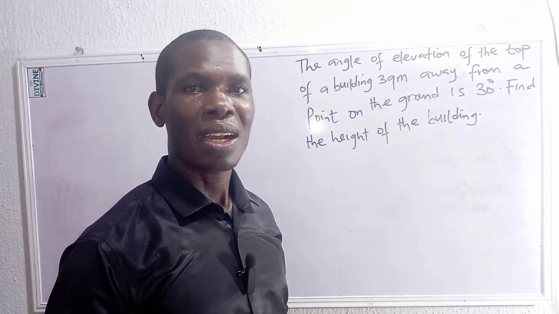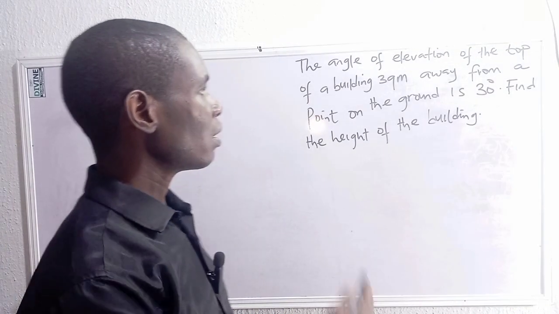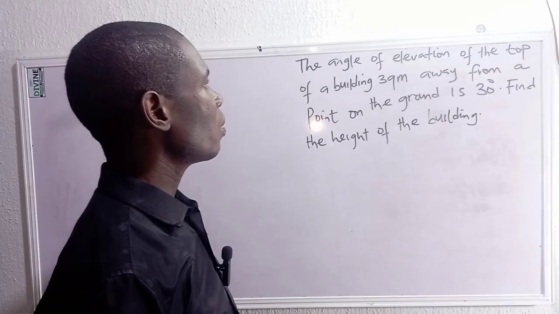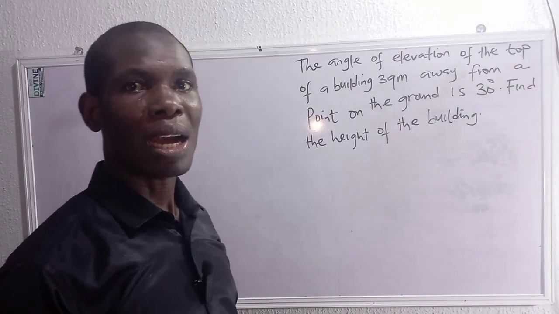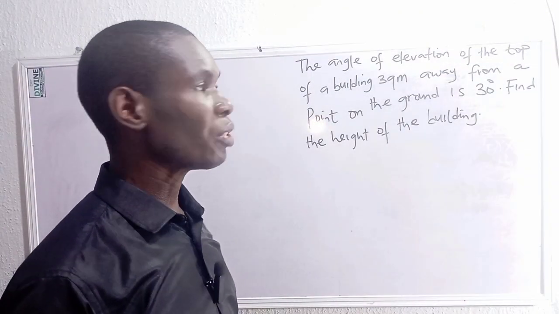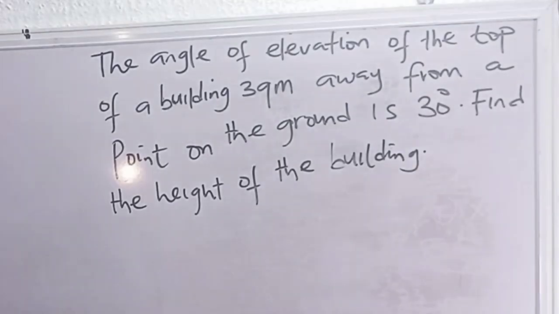Hello, I'm Mr. Ray, and quickly we'll be looking at a question under the angle of elevation. The angle of elevation of the top of a building 39 meters away from a point on the ground is 30 degrees. Find the height of the building.